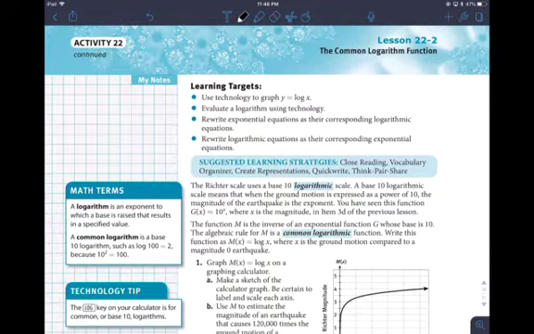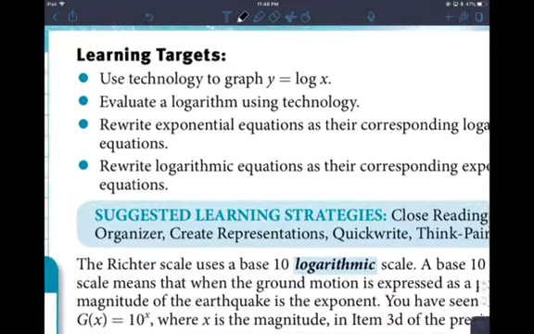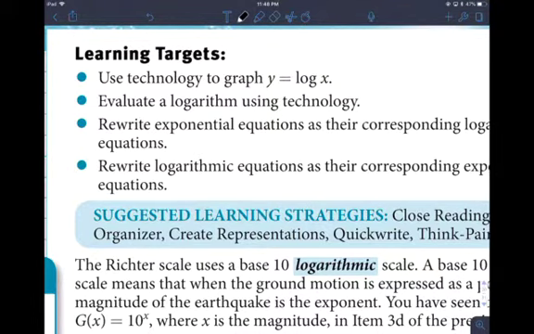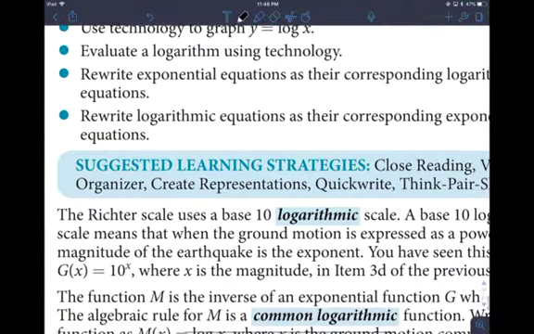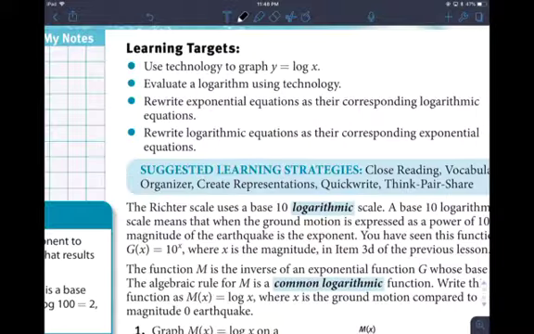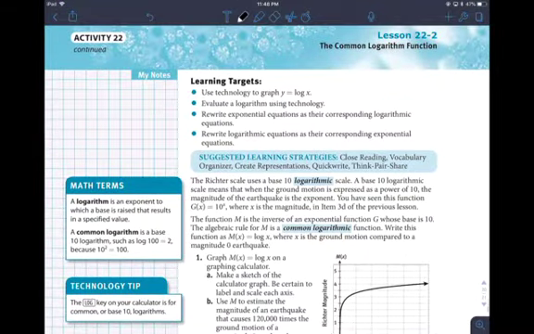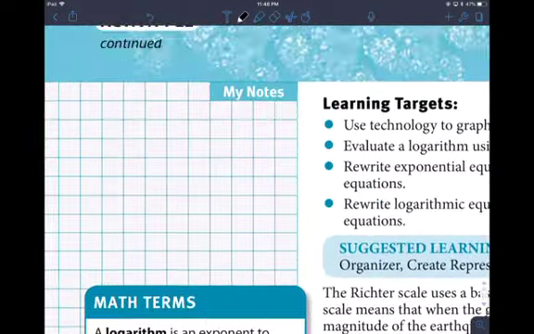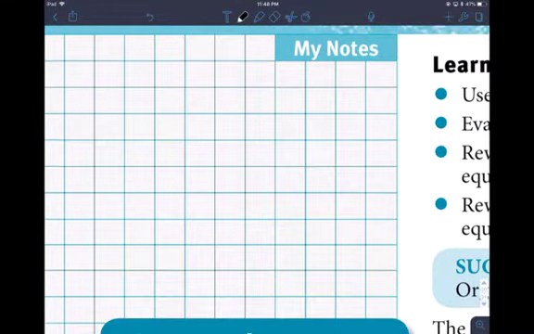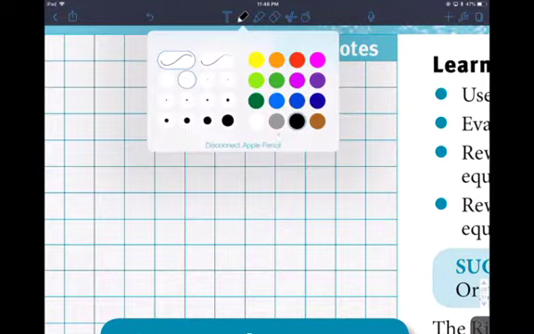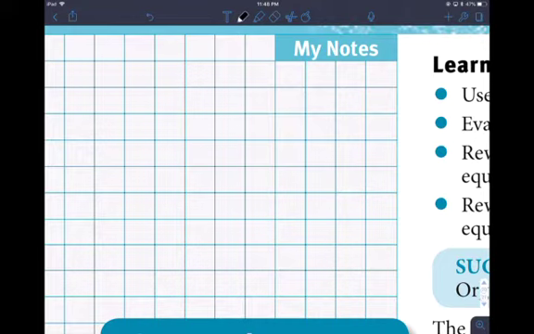Before we start with these learning targets about graphing it and all that, let me just talk about what logarithms are, and then a few examples. So, logarithms.